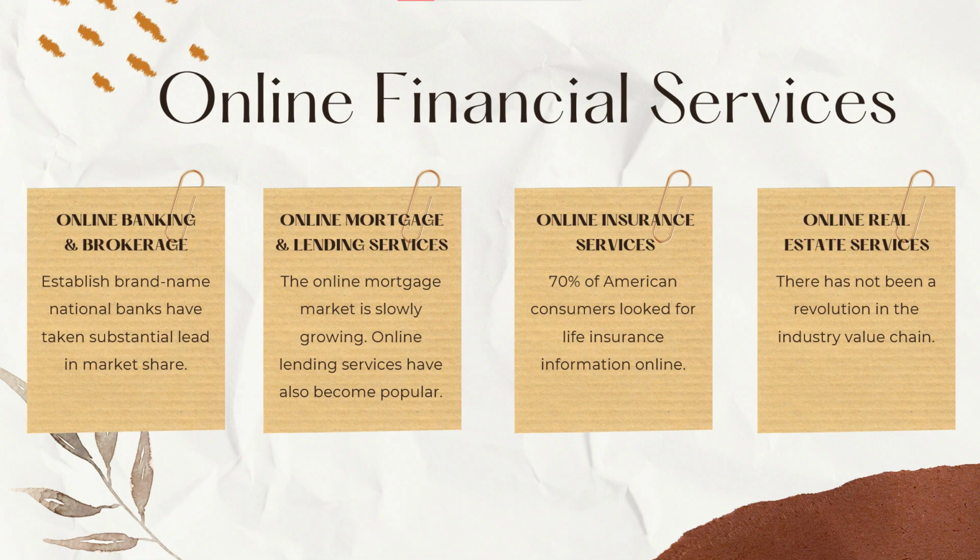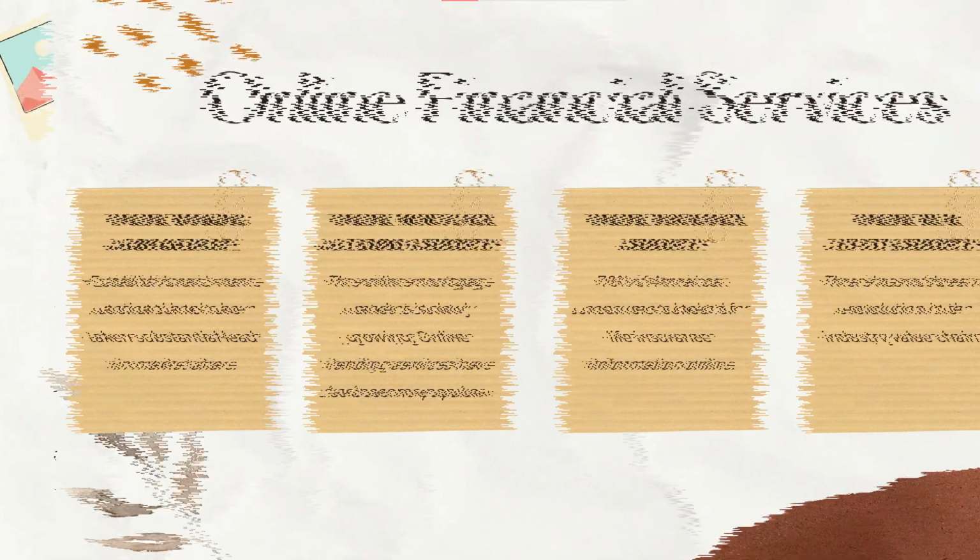And finally, the online real estate services. Websites were the most common information source, used by almost 90% of users. Besides, 87% also used the services of a real estate agent. Despite the revolution in available information, there has not been a revolution in the industry value chain.